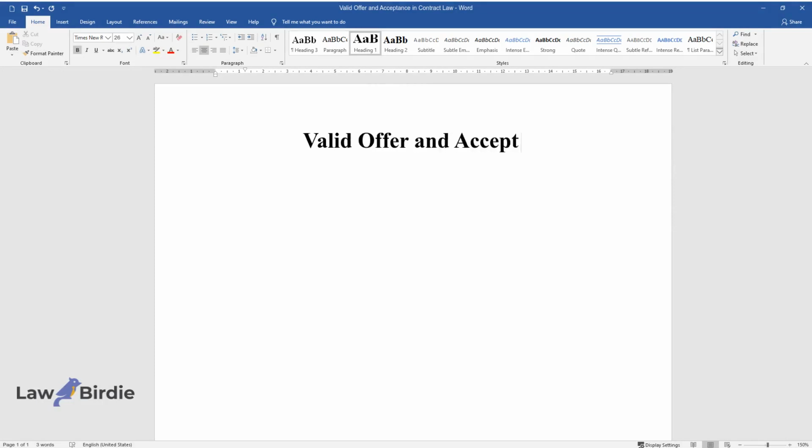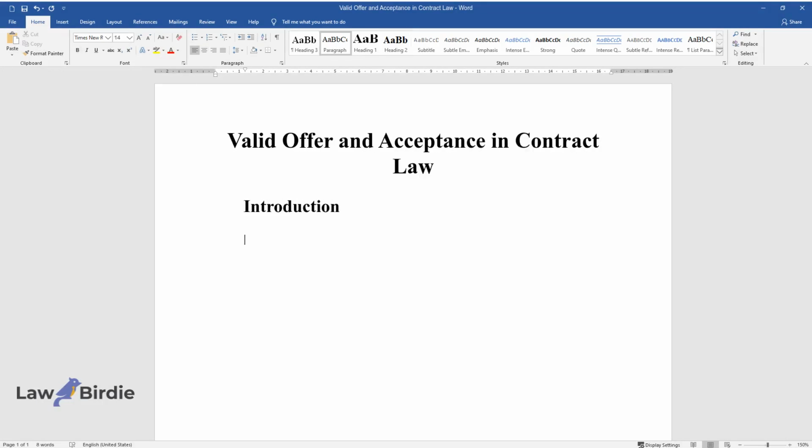Valid offer and acceptance in contract law. Introduction. In the law of contract, special predetermined agreements between the sides determine the existence of a contract.